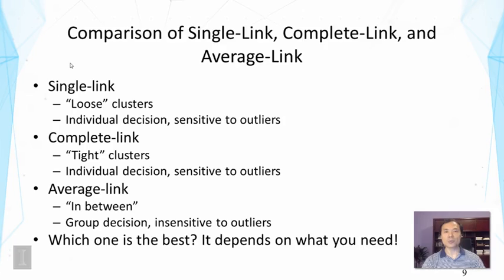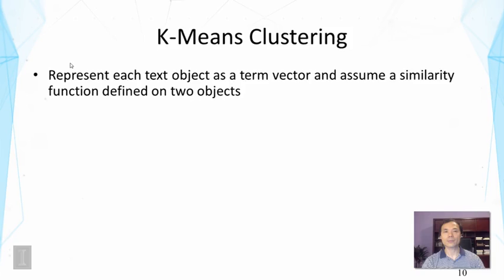Now, in practice, which one is the best? Well, this will depend on the application, and sometimes you need loose clusters and to aggressively cluster objects together. Then maybe single link is good, but other times you might need tight clusters, then complete link might be better. But in general, you have to empirically evaluate these methods for your application to know which one is better.